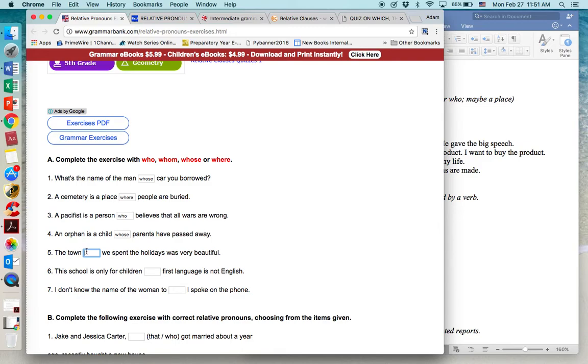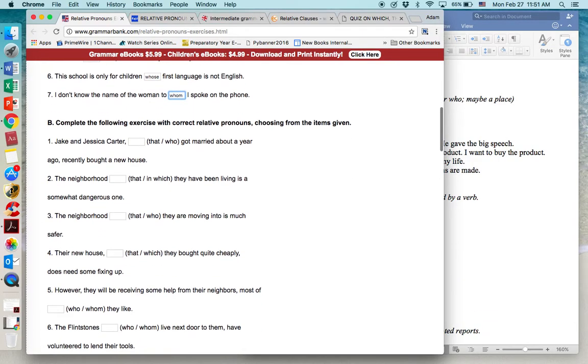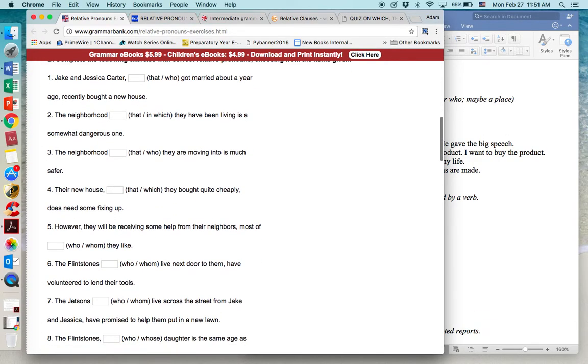The town that, or where, we spent the holidays was very beautiful. The town where we spent the holidays was very beautiful. This school is only for children whose first language is not English. And I don't know the name of the woman to whom I spoke on the phone. Whom is the recipient of an action. It's like a passive recipient would be who if it were active. Jake and Jessica Carter, who got married.